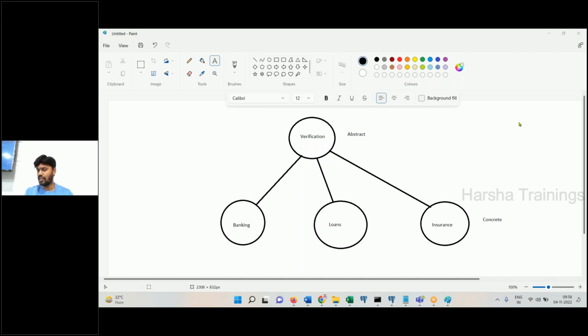Verification, as per this diagram, I am very clear. So with the verification class we can initiate everything. I'm sorry, we have to inherit the verification property to all other departments. That is fine. But I want verification also to initiate.